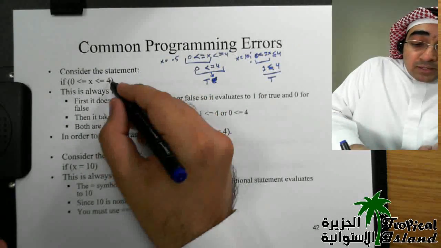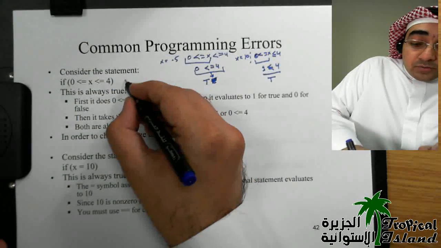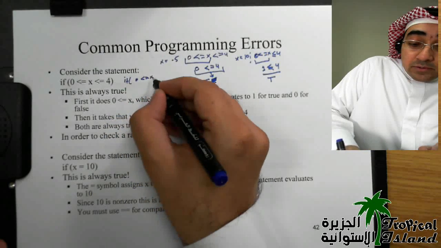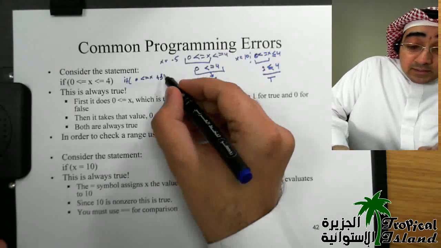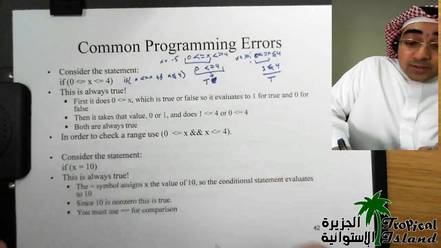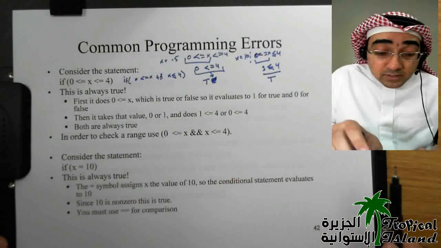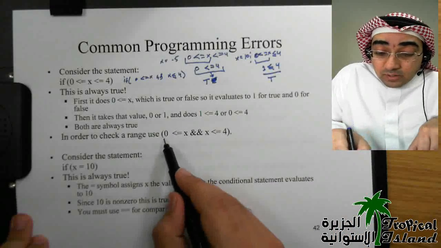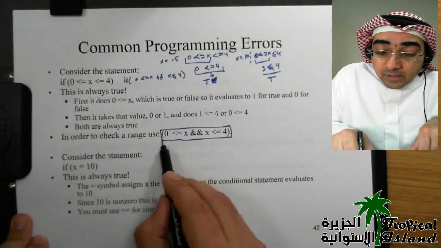If this was a mathematical expression, the right way to write it is: if 0 less than or equal to x and x is less than or equal to 4. This is the right way of writing an equivalent statement as in math. So this is what you write if you want to write the math expression.